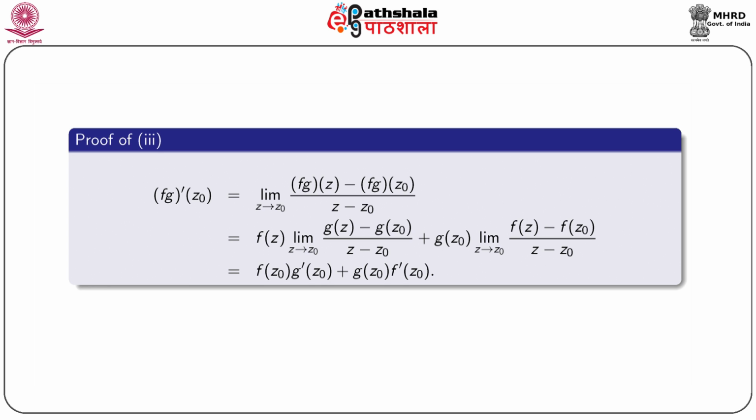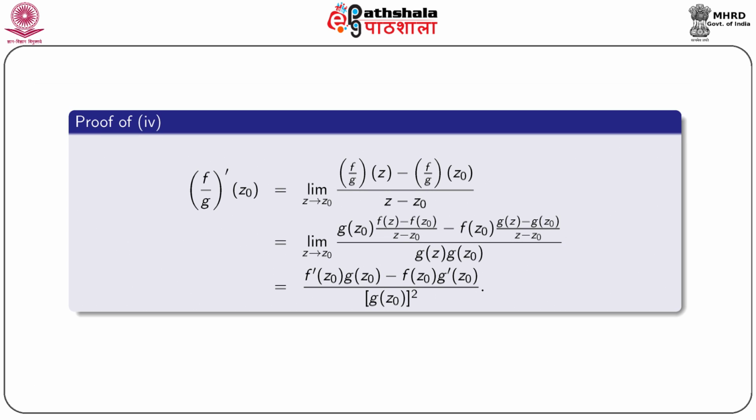So, now the derivative of the product f into g at the point z0, this is equal to, we can write, limit z tending to z0 of fg of z minus fg of z0 by z minus z0, and which is equal to f of z into limit z tending to z0 of g z minus g z0 by z minus z0 plus g of z0 into limit z tending to z0 of f of z minus f of z0 by z minus z0, and which we can write by definition as f of z0 into g dash z0 plus g of z0 into f dash z0.